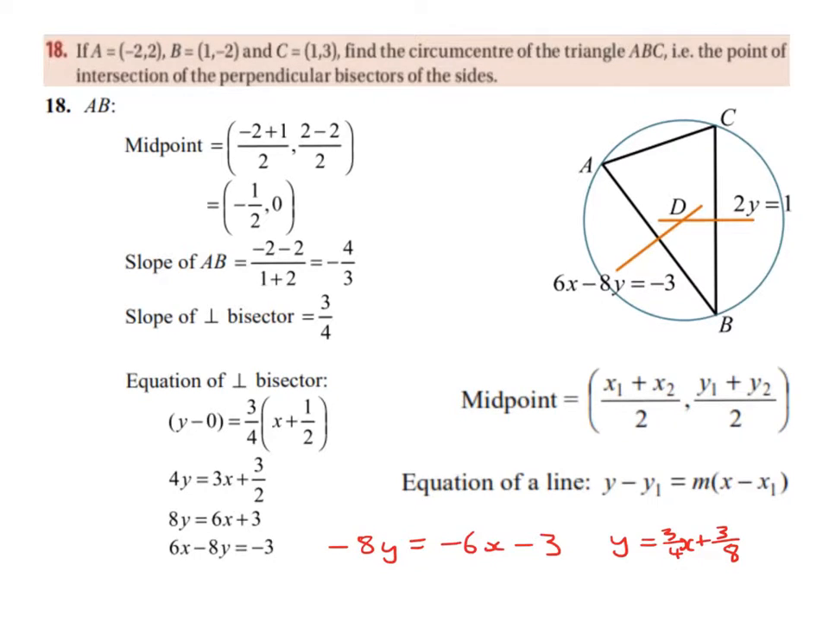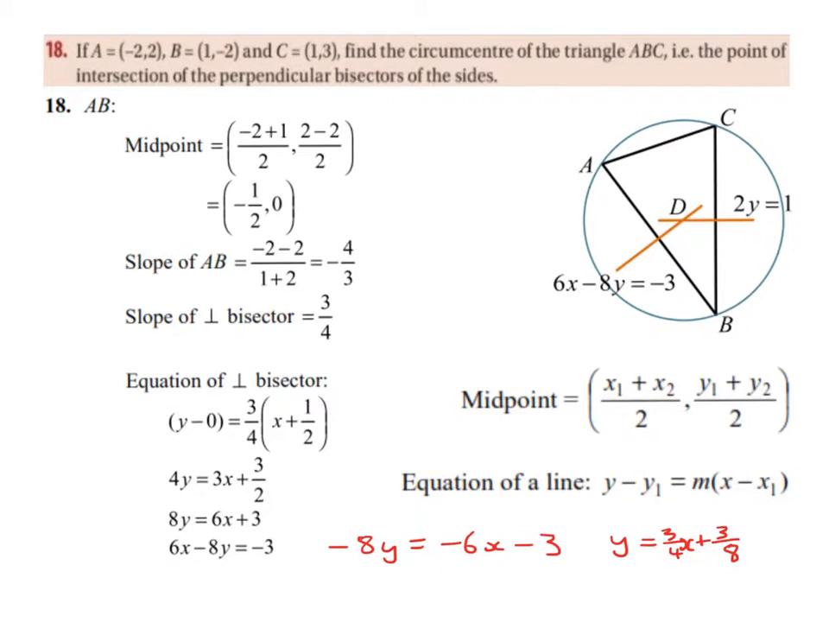And then we multiply across by 2 to get rid of the 3 over 2 being a fraction. So we get 8y equals 6x plus 3. And then rearranging to get the x and y on the left and the constant on the right, we get 6x minus 8y equals -3.